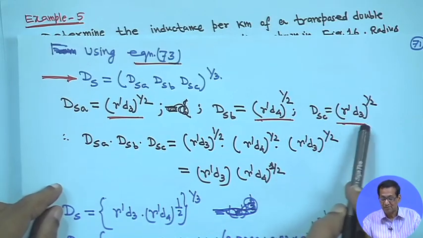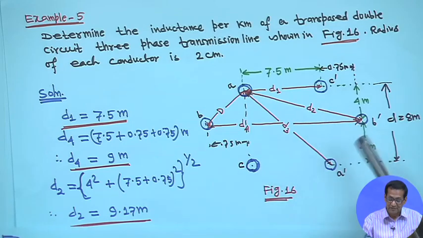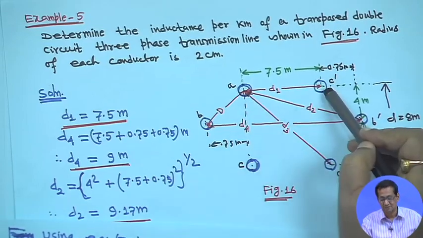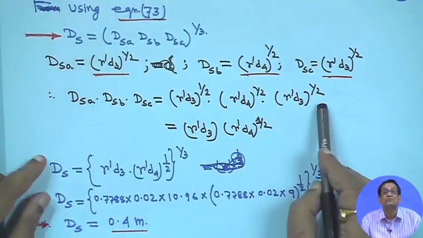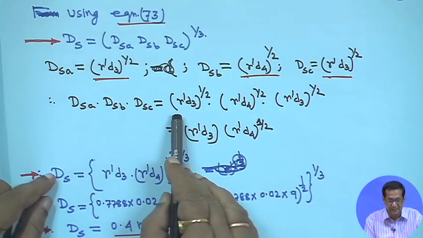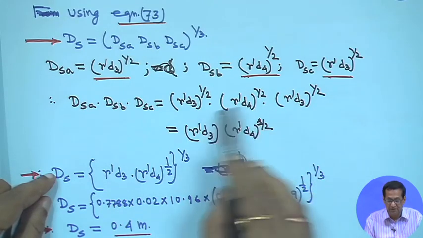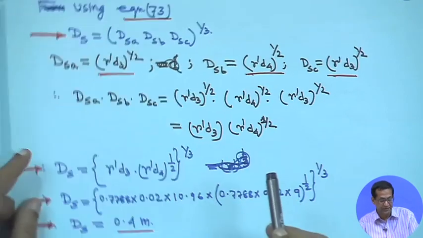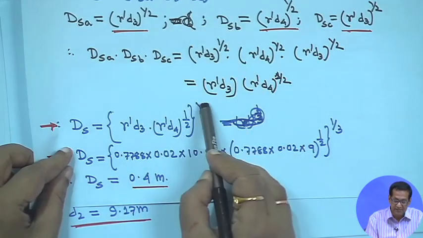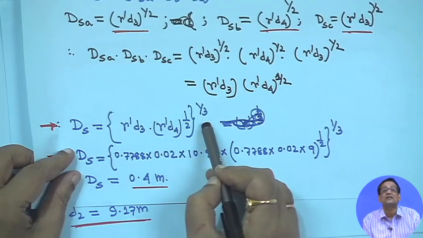Similarly, DSC will be R dash D3 to the power half. So, C to C dash, right. So, same distance, A to A dash, C to C dash, symmetry, same distance, D3 means C to C dash is also D3. So, it is R dash D3 to the power half, right. So, multiply this DSA into DSB into DSC, if you multiply all, it is coming R dash D3 into R dash D4 to the power half. After multiplying and simplifying, you will get this one. Therefore, DS is equal to DSA, DSB, DSC to the power 1/3, that is R dash D3 into R dash D4 to the power half whole to the power 1/3, right.